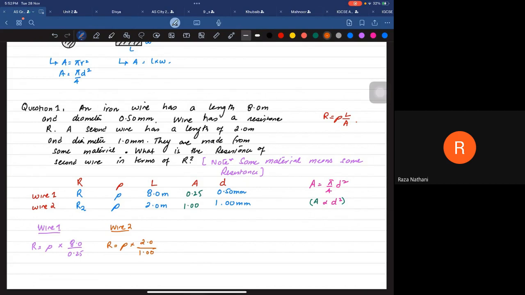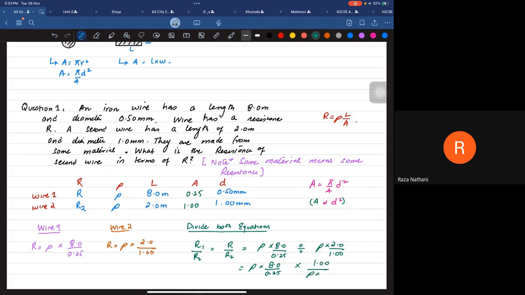Once you have the equations made, you want to find the ratio, just divide both equations. Now, if you divide both equations, it will be R1 over R2, and then just write their formulas. Rho 8.0 divided by 0.25, put this sign and write the other one as well. Now, there's a reason why I put this sign: when I convert it to multiply, I have to take reciprocals. 1.00 divided by rho times 2.0.